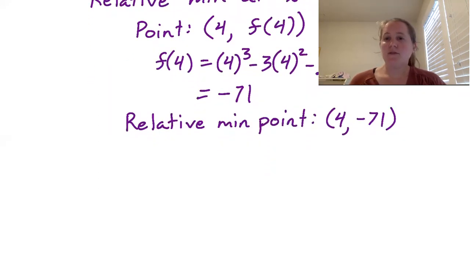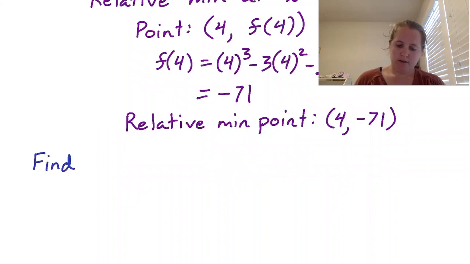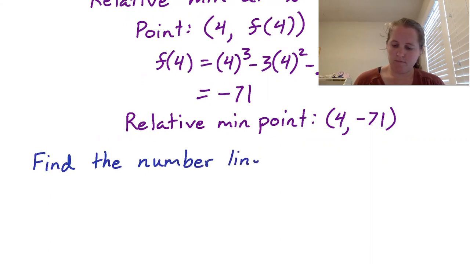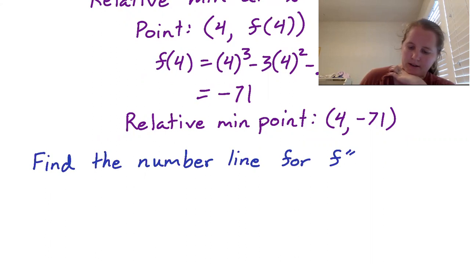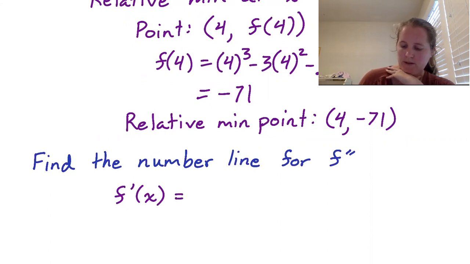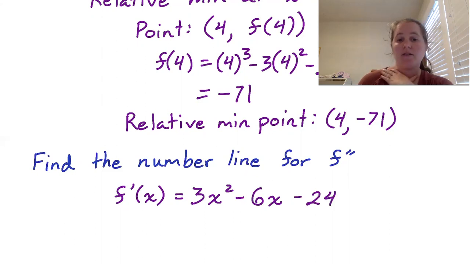Now let's go ahead and do the number line for the second derivative. So let's find the number line for the second derivative, right, for the concavity. So again, we had the simplified form. We had f prime of x was 3x squared minus 6x minus 24 in the non-factored form.